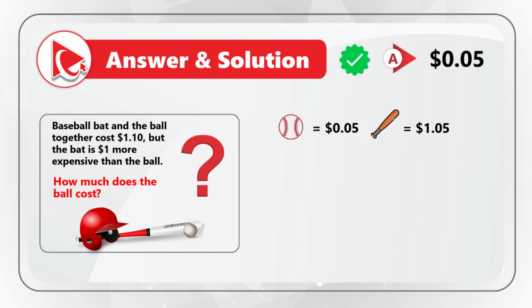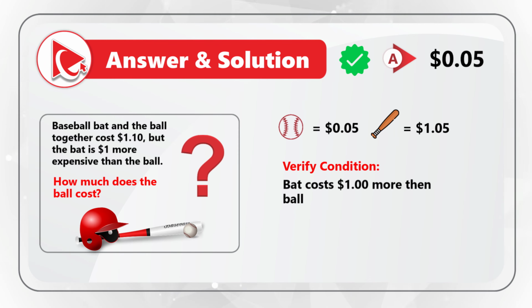Let's verify the main condition of this problem. Bat costs $1 more than a ball, which is correct. 5 cents plus $1.05 equals $1.10. And if we subtract $1.05 minus 5 cents, it would be equal to $1. So the correct answer here is choice A. Cost of the ball is 5 cents. Hopefully you've nailed this problem and now know how to solve similar problems on the test.